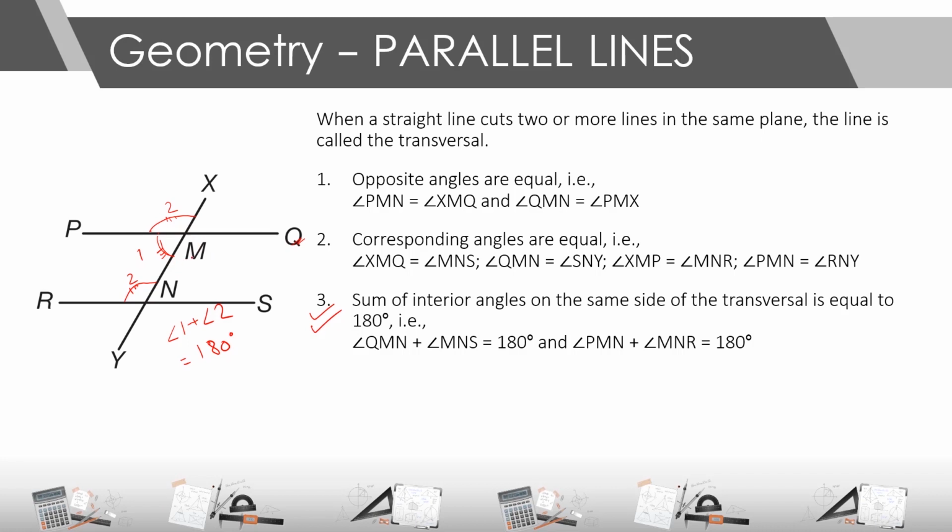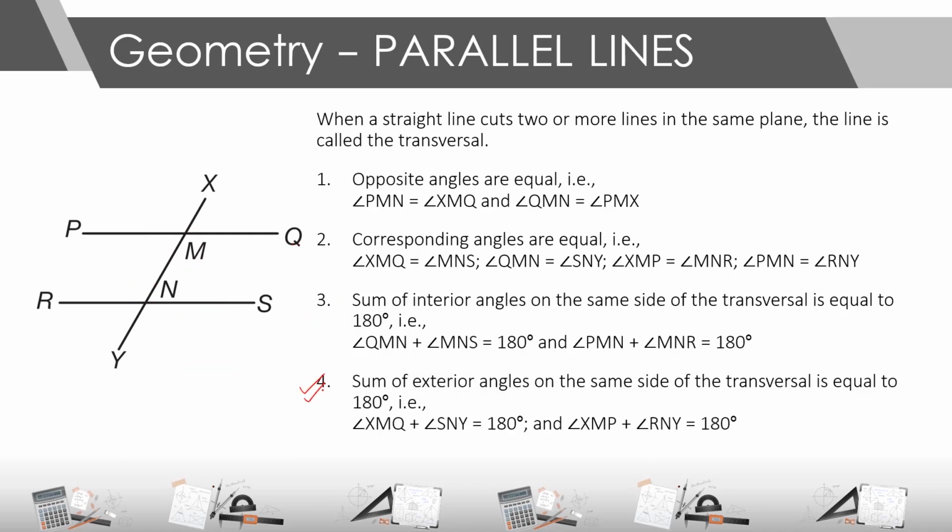So therefore, the sum of interior angles on the same side of the transversal is always going to be 180 degrees. Now the fourth property is that the sum of the exterior angles on the same side of the transversal is also 180 degrees. And the same logic applies here also. So angle XMQ and angle SNY, the sum of these two angles is also going to be 180 degrees. And the logic is the same.